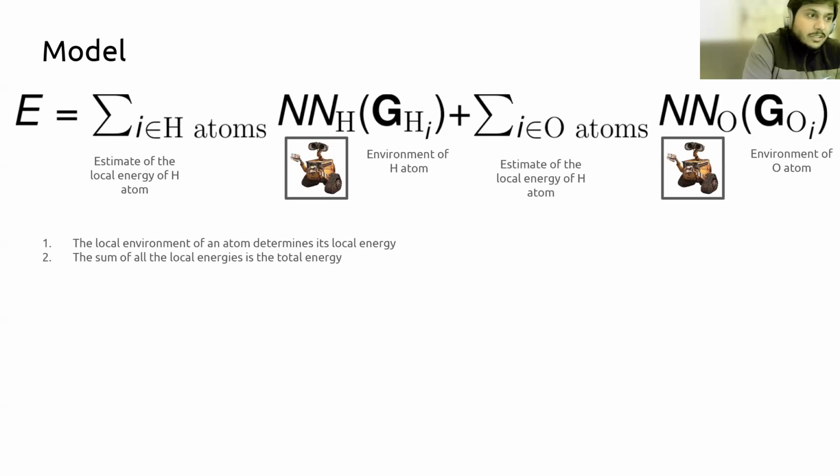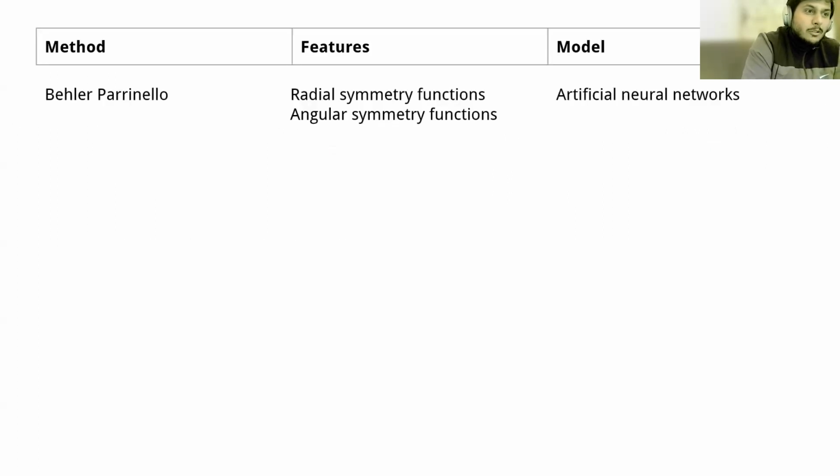So let's do a recap, and let's try to disentangle approaches on the basis of what are the features and what are the models. So for the Behler-Parrinello scheme, which we have used as an example, we take our position vectors or displacement vectors around a central atom, and we construct these so-called radial and angular symmetry functions, right?